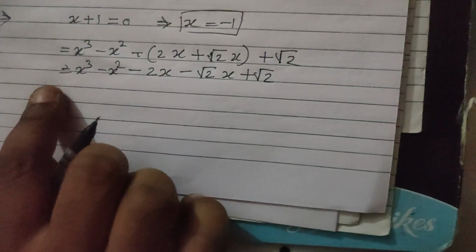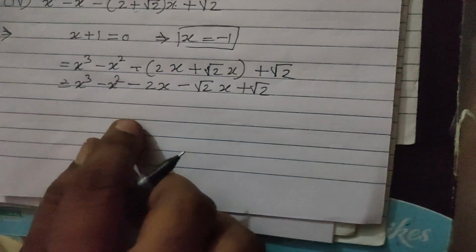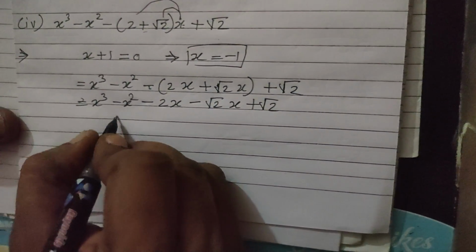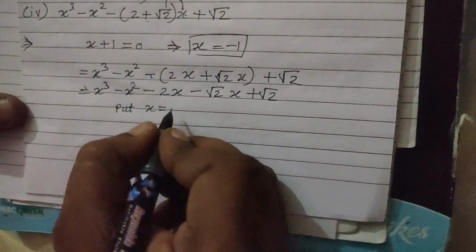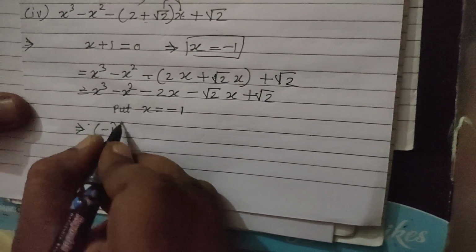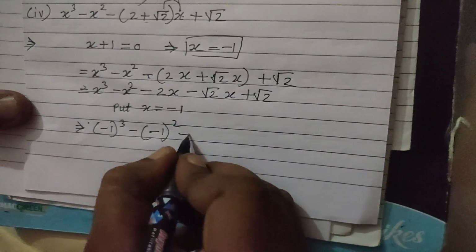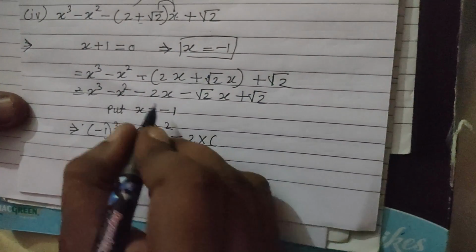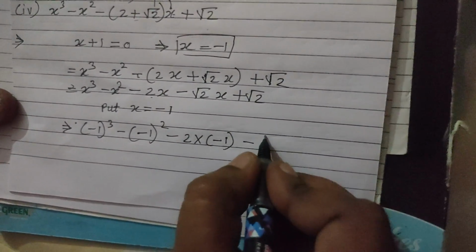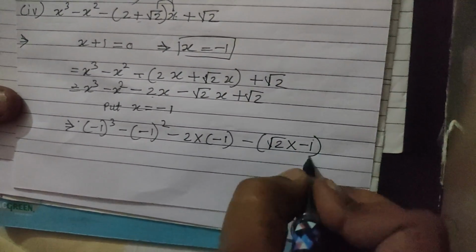Now here in place of x we will put the value minus 1. If the answer is coming as 0, then x plus 1 will be a factor of this given polynomial. So put x equal to minus 1. So x cube, that is minus 1 cube, minus bracket x square, that is minus 1 square, then minus 2 into 2x, means 2 into x value, which is minus 1, then minus, I am taking bracket, root 2 into again minus 1 plus root 2.